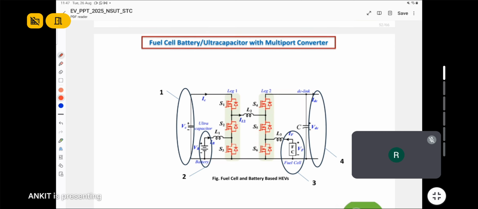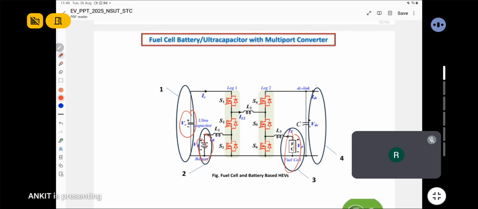So now I will come to another multi-port converter system where a fuel cell, battery and ultra capacitors are there. You can see here an ultra capacitor is connected. This is the battery, this is the fuel cell, and this is the DC link system. In the beginning of the lecture we have seen that a multi-port converter system is useful because it requires a single converter to incorporate all the energy sources.